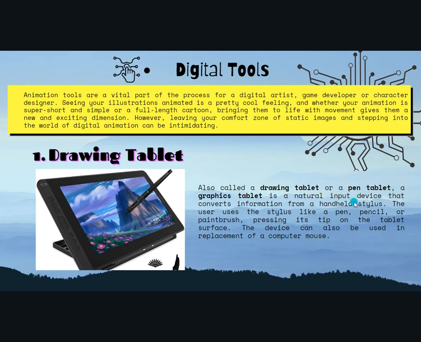The first example of digital tools is the drawing tablet. A drawing tablet, also called a paint tablet or a graphic tablet, is a natural input device that converts information from a handheld stylus. The user uses the stylus like a pen, pencil, or paintbrush, pressing its tip on the tablet surface. The device can also be used in replacement of a computer mouse. So that's the first example.